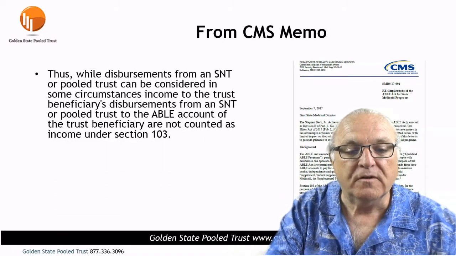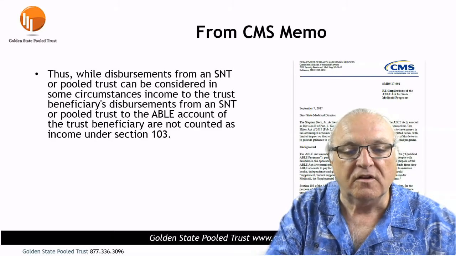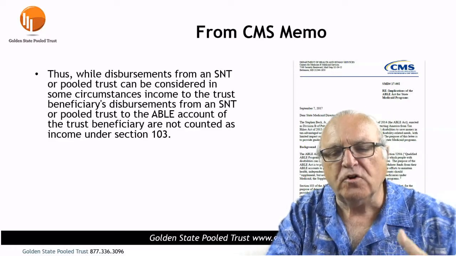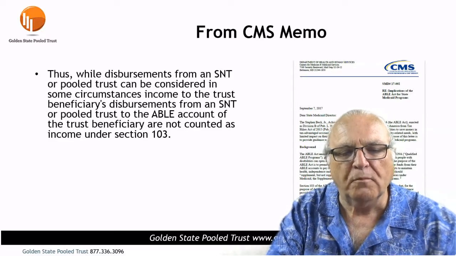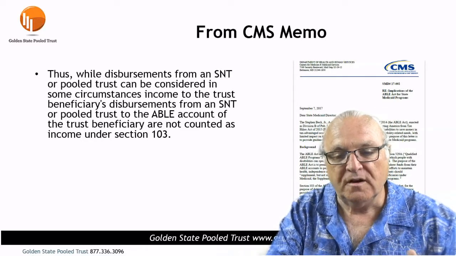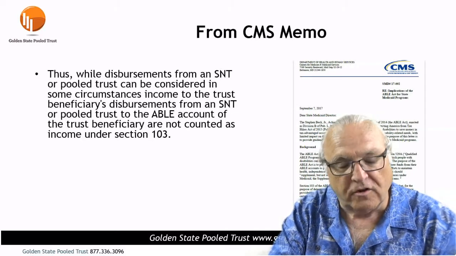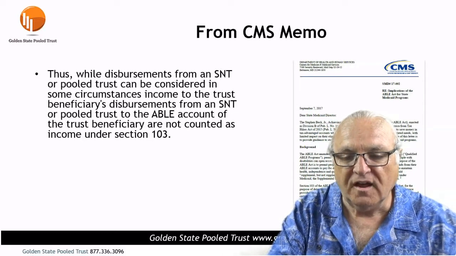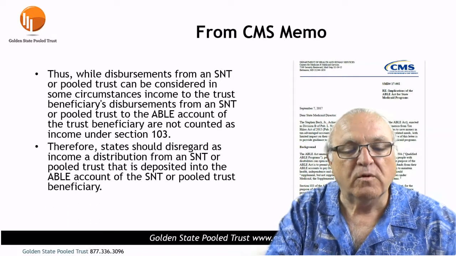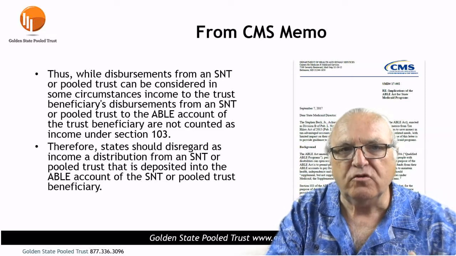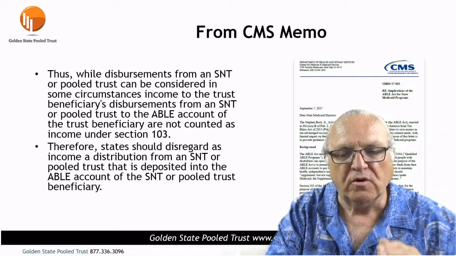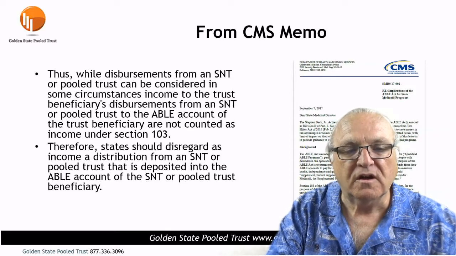While disbursements from the trust could be considered in some cases income here, what it's basically saying is that even if you're not on SSI, if you're only getting Medi-Cal or Medicaid here, distributions from a special needs trust, whether it's self-settled or third party, into an ABLE account is going to be considered a contribution. It's not going to be considered income. So once again, what the CMS memo is telling the Medicaid directors in each of the states is don't count distributions from ABLE accounts.